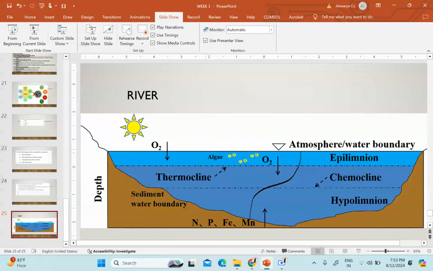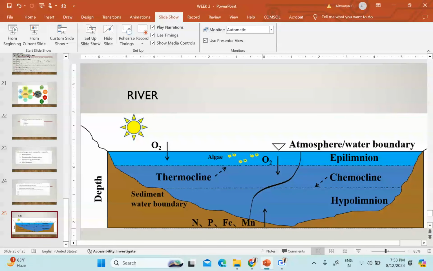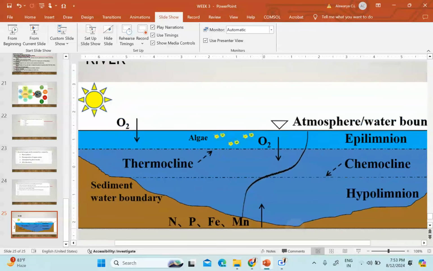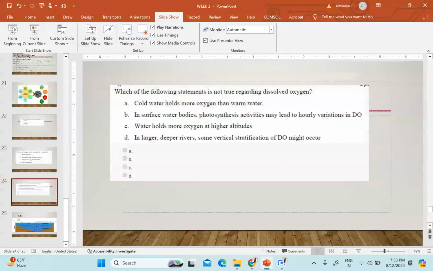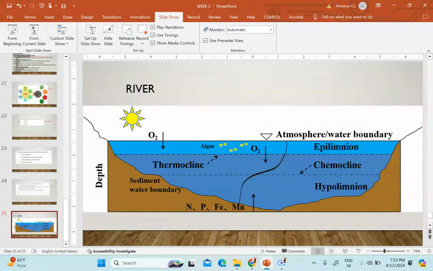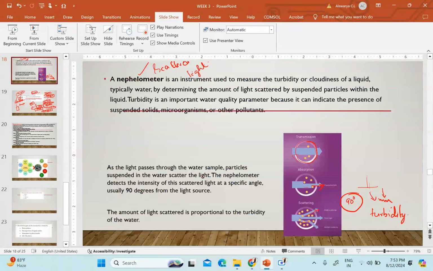Okay. Any other question? Yes. I will discuss the oxygen. I will discuss this one, and one problem and another theory I will take next class. And about the nephelometer thing that you have asked, I was confused on it, so I will clarify that.